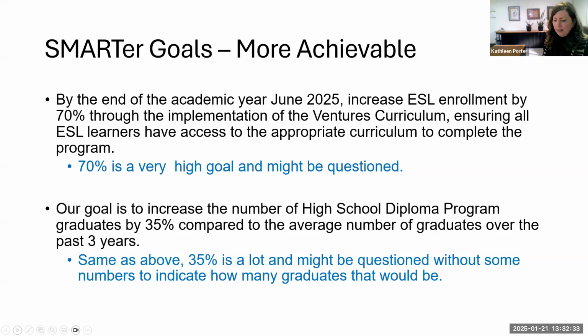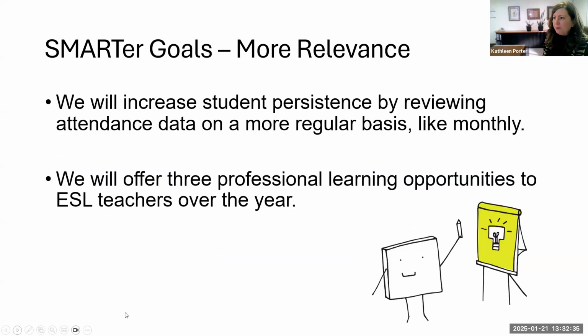So let's take a look at some need for relevance. So here were two examples for relevance. We will increase student persistence by reviewing attendance data on a more regular basis, like monthly. How would we make this goal smarter?